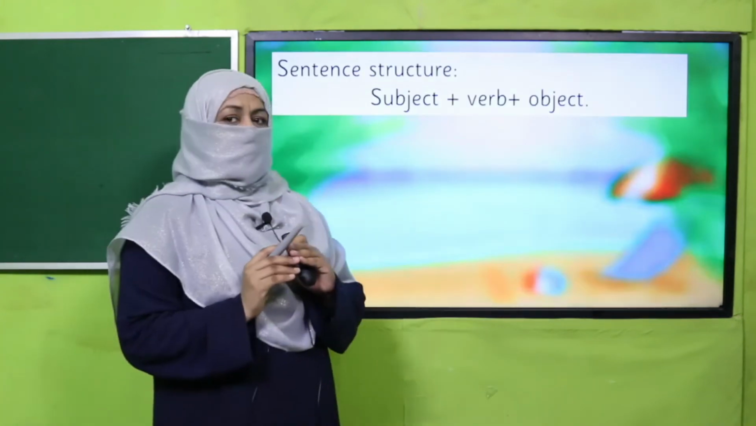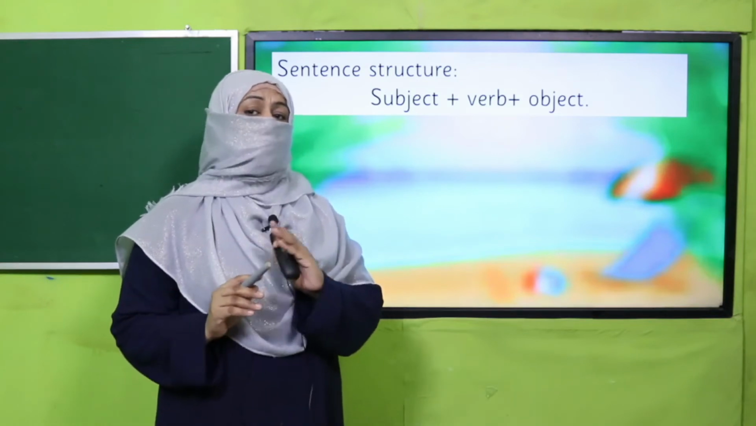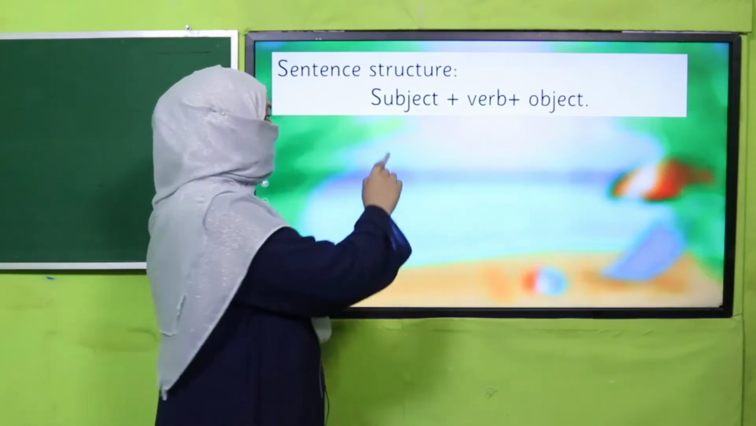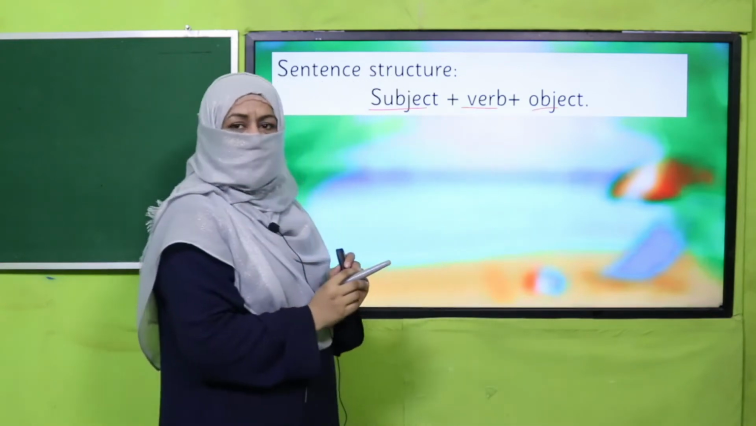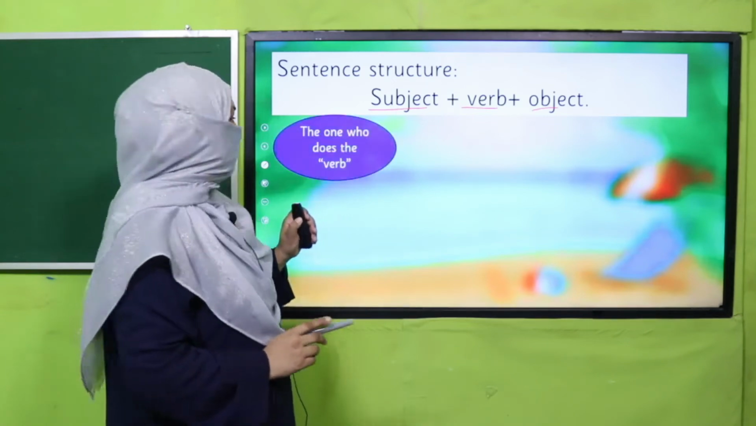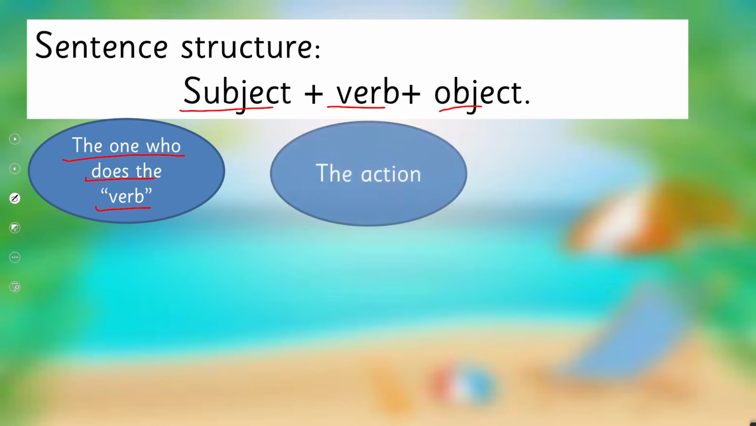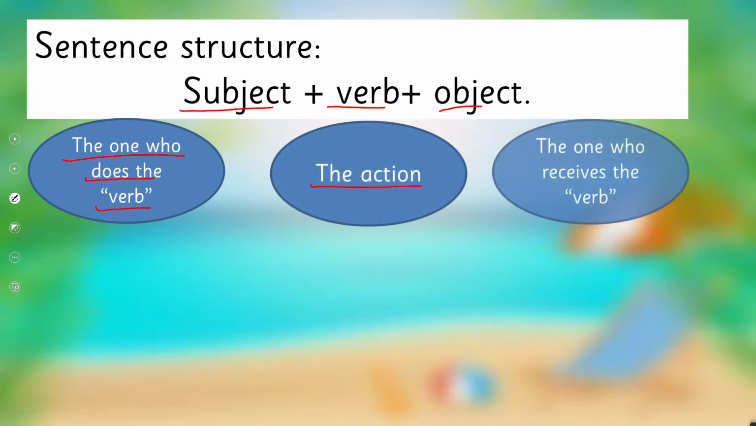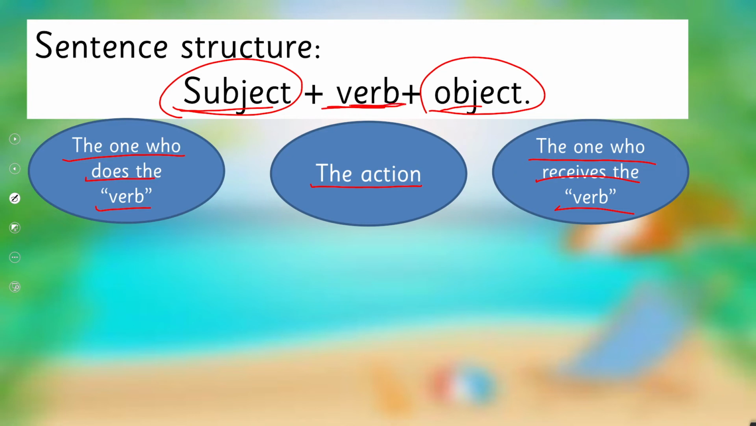And this sentence structure, I taught you three sentence structures yesterday. One of them was subject, verb, object, the SVO pattern. So, beta, out of this sentence structure, first, what is subject? The one who does the verb. And what is verb? The action itself. And what is object? The one who receives the verb, the receiver of the action. Now, these parts, subject and object, are fixed parts. We cannot change them. Only the verb is the part of the sentence which tells about time.